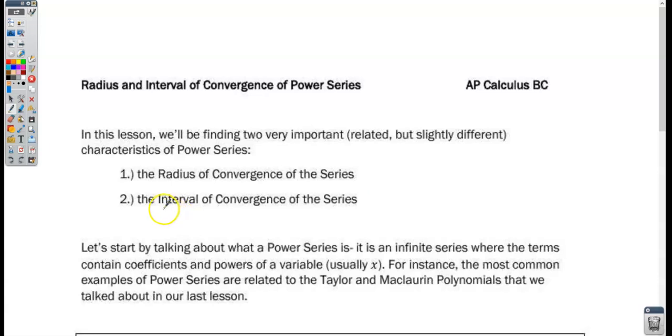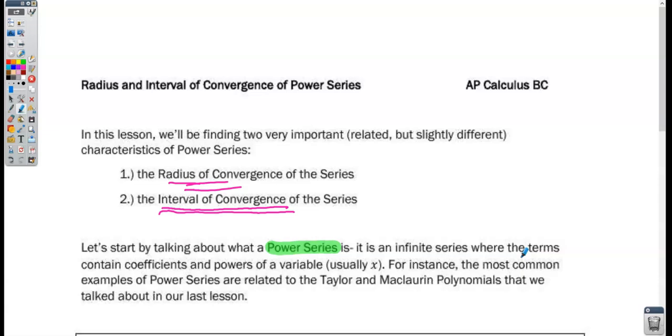And we've mentioned this term before, but not this one. So we've mentioned this a long time ago when we were talking about geometric series, but we're going to expand on the idea now. First off, we need to know what a power series is. A power series is an infinite series where the terms contain coefficients and powers of a variable. Usually we use x, sometimes t.